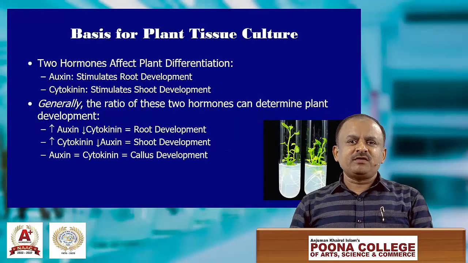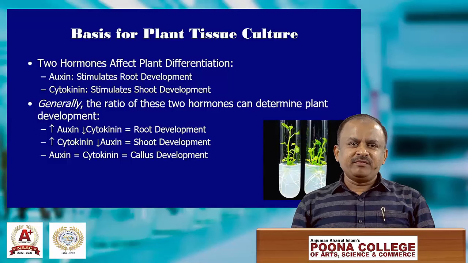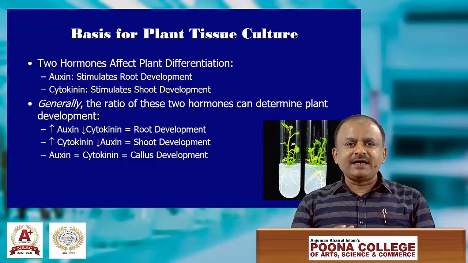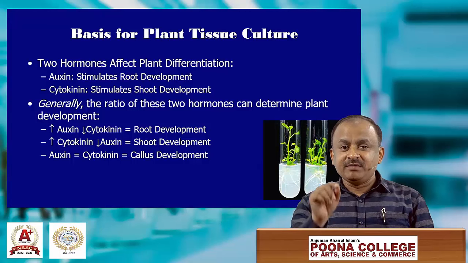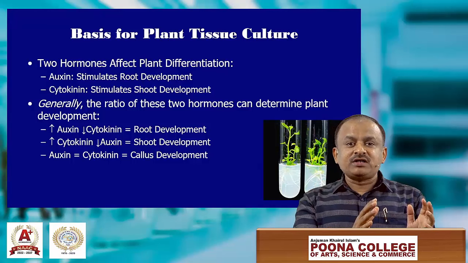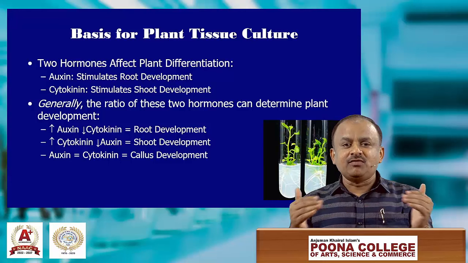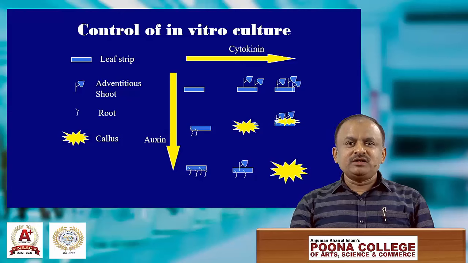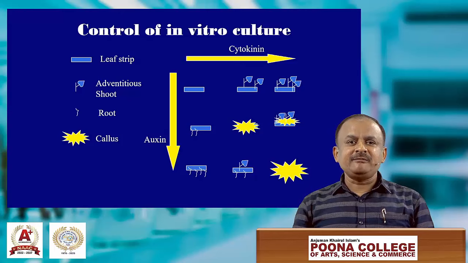What are the different bases for plant tissue culture? Remember well, two hormones affect plant differentiation. If the amount of cytokinin is more as compared to auxin, shoot development occurs. Remember well, if the amounts of auxin and cytokinin are equal, then it leads to callus development. So this chart will give us a clear idea.